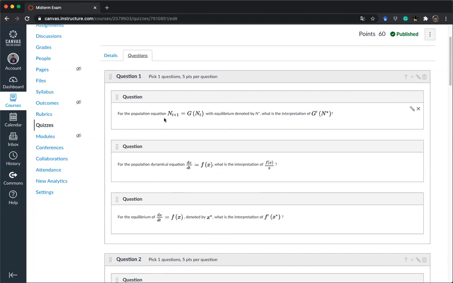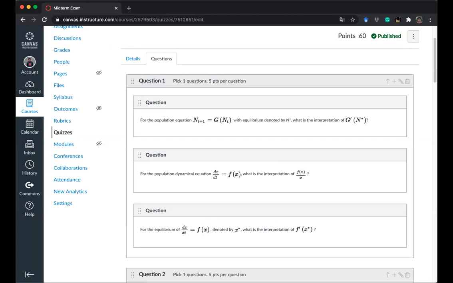Yes. Okay, excellent. So the first question is basically a discrete time population model, and I'm asking what is the interpretation of G prime n star. This is a 5-mark question, and I was expecting a single phrase answer. So what does G prime n star denote? It's basically the per capita growth rate of the perturbation from the equilibrium. That's the most precise answer.